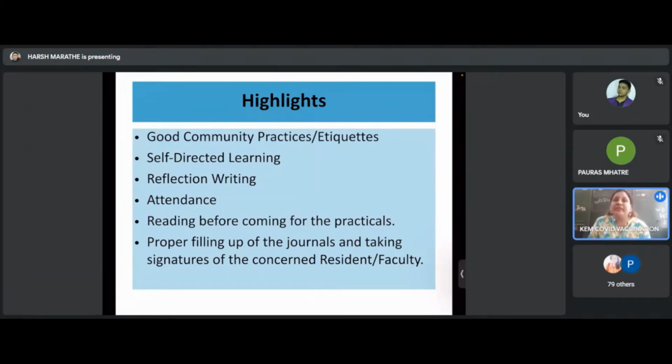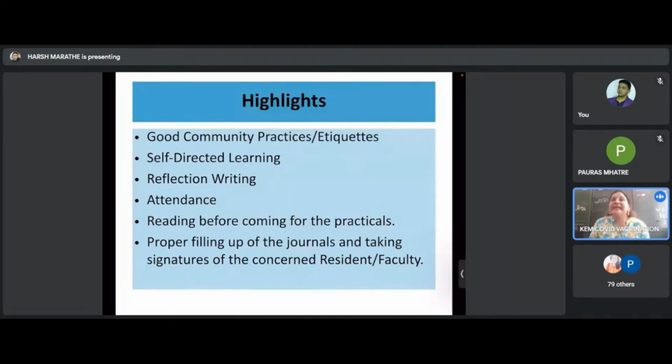Next is the reflection writing. That is what you have learned from the concerned lecture today, or from this visit today, from this biostatistics lecture today, or this epidemiological case taking today. You have to write a proper reflection, and you have to write all this in your journal. So it's very, very important.